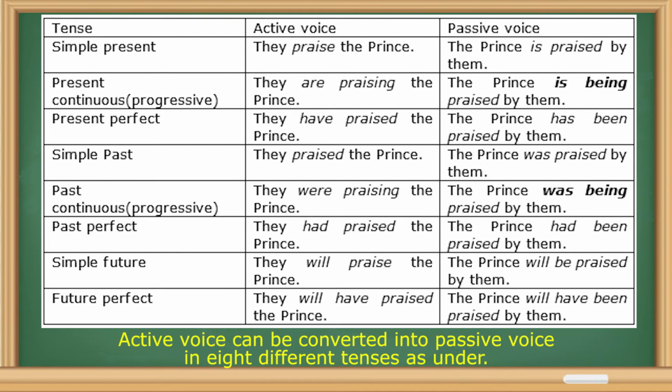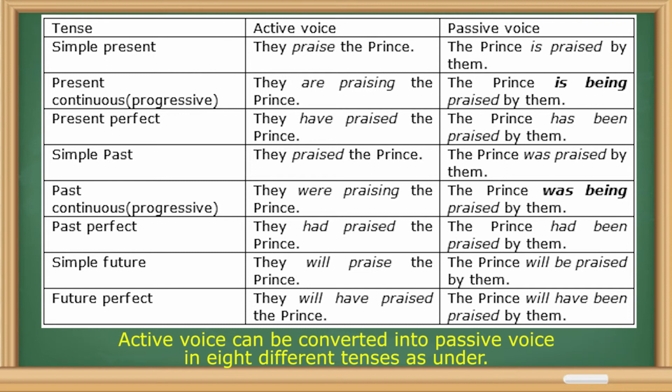They are praising the prince: the prince is being praised by them. Then present perfect tense: they have praised the prince. Whenever I say perfect, there must be have, has or had, followed by the past participle. They have praised the prince will become the prince has been praised by them. Simple past: they praised the prince will become the prince was praised by them.